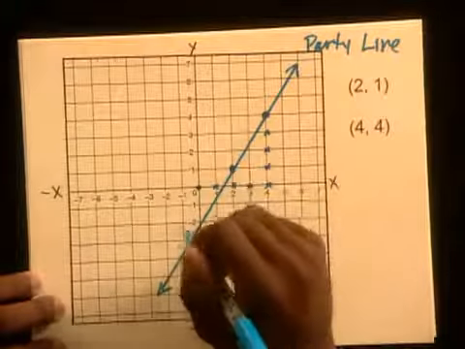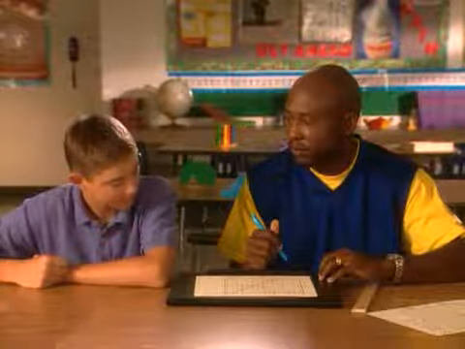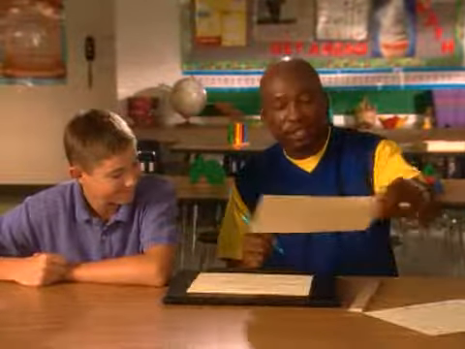So we have to figure out, if we're at one point on the party line, how do we get to the next point on the party line, right? I'm glad you asked. To do that, we have to find the slope. The slope of the line shows us how to move from one point on the party line to the next point on the party line, okay? So let's define the slope.